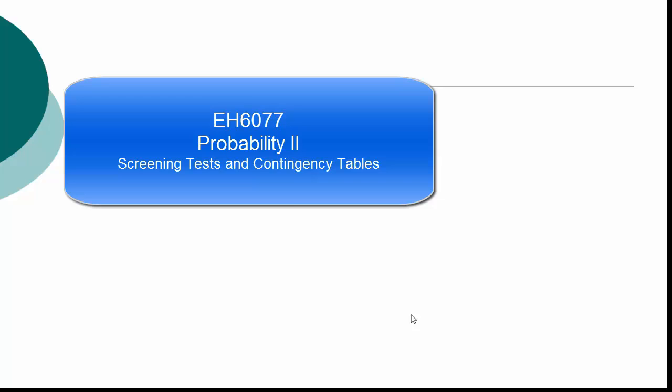Hi again, this is the second of the two talks on probability. It's much shorter than the previous one. For the first one, we just looked at basic concepts of probability, and I defined what a probability was and different ways of defining it and estimating it. And then we moved on from that.